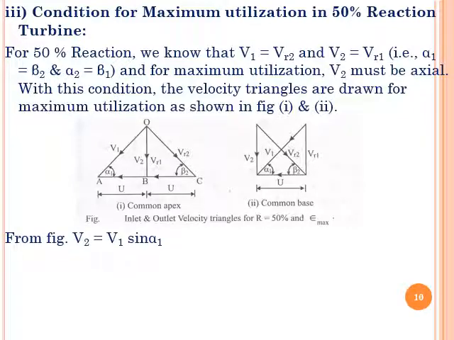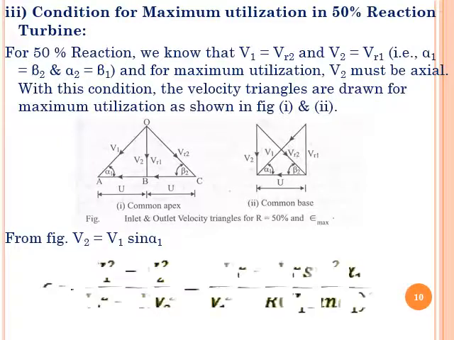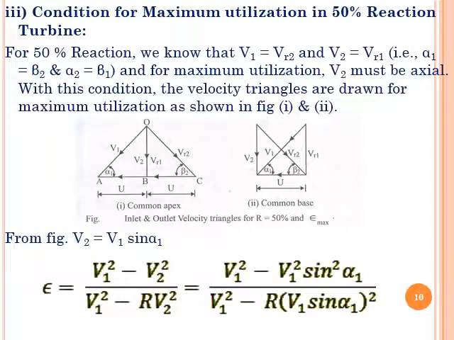This is the velocity triangle for a 50% reaction turbine. From the figure, V2 is equal to V1 sin alpha 1. In the utilization factor expression, V1 square minus V2 square over V1 square minus R V2 square, since V2 is equal to V1 sin alpha 1, it is substituted here. So the numerator is V1 square minus V1 square sin square alpha 1, and in the denominator, instead of V2 square you substitute V1 square sin square alpha 1.